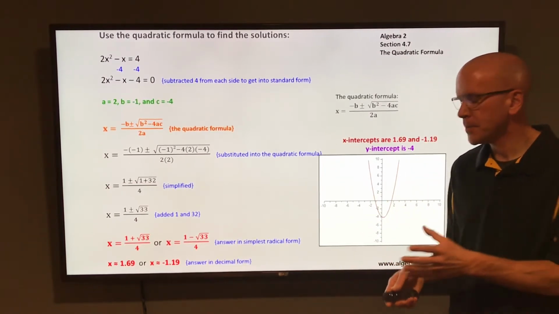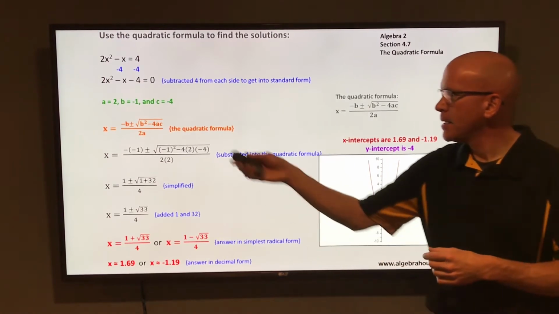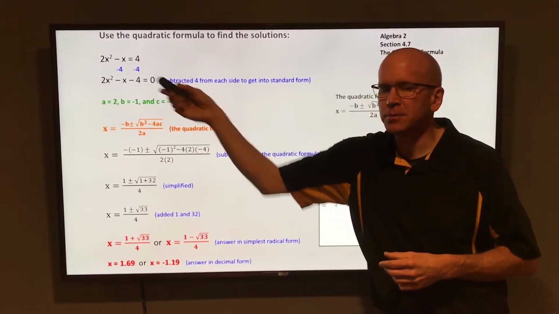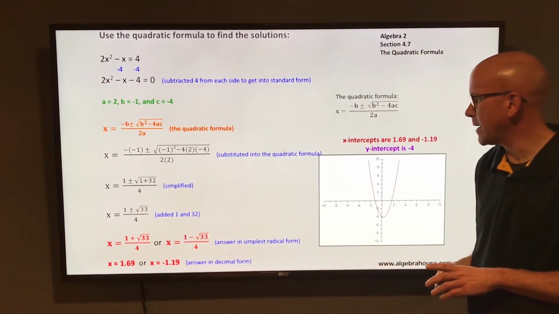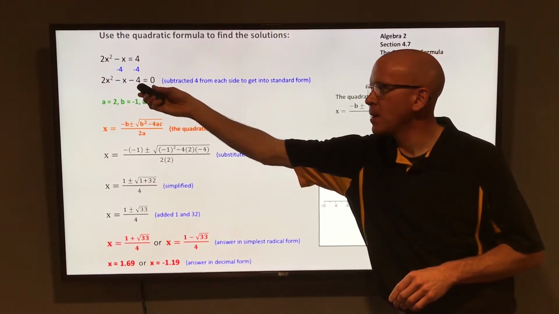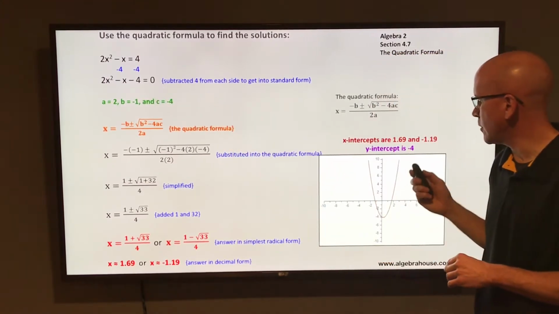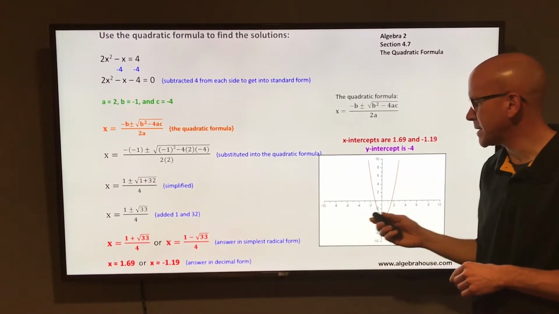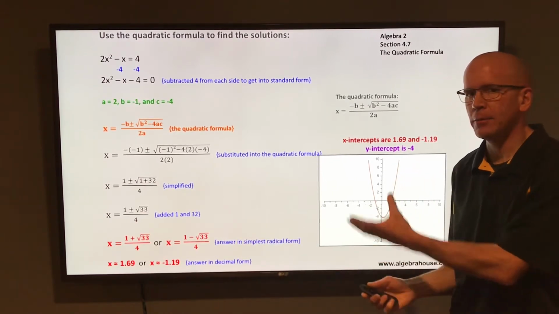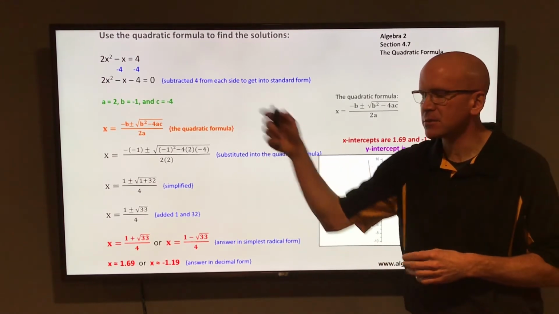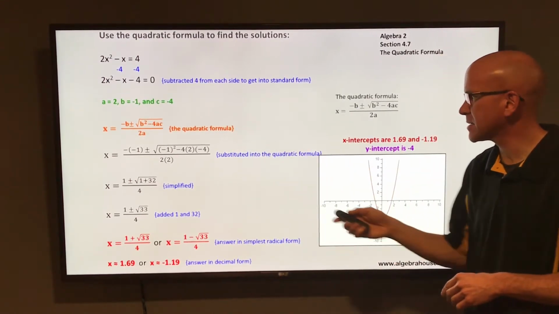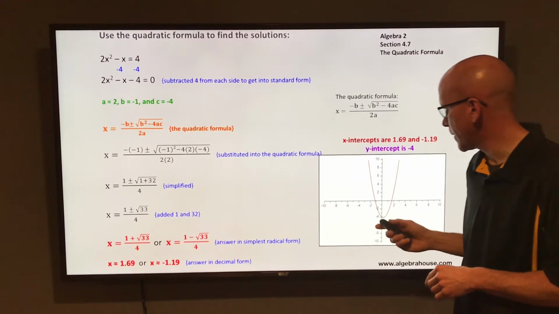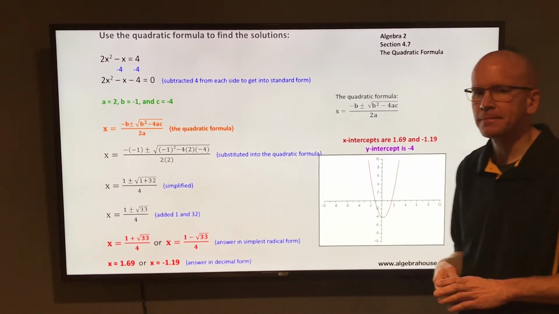By the way, this parabola opens upward because the coefficient of x squared is positive. And also the y-intercept is the constant term when it's in standard form. So you can see the y-intercept is at negative 4. So the x-intercepts are 1.69, negative 1.19. Parabola opens upward because the coefficient of x squared is positive, and the y-intercept is the constant term in standard form, in this case, negative 4.